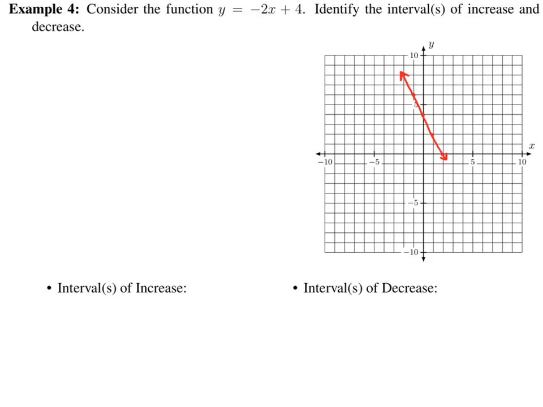All right. Interval of increase. This line is not going up ever. So, nope. Interval of decrease. All the way to the left to all the way to the right. That's negative infinity to infinity. That's a very large interval, because that's everything. So, first 4 examples. Intervals of increase and decrease. Good stuff.